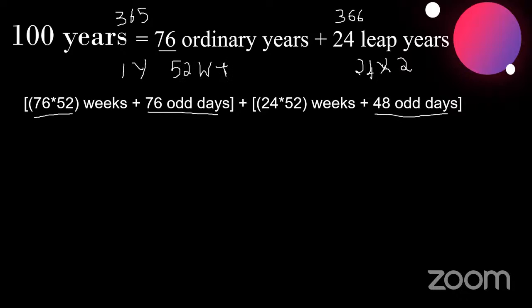Ma'am, why are we not calculating 1 more, making 53? Why are we not calculating 1? For that only I said, no? 76 ordinary years, that is 76 into 1.